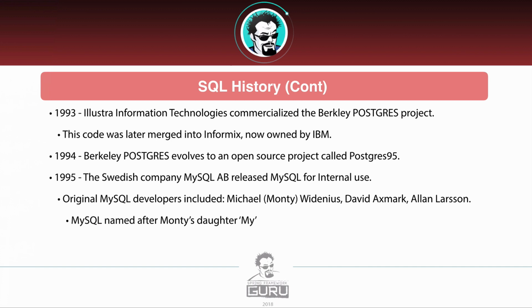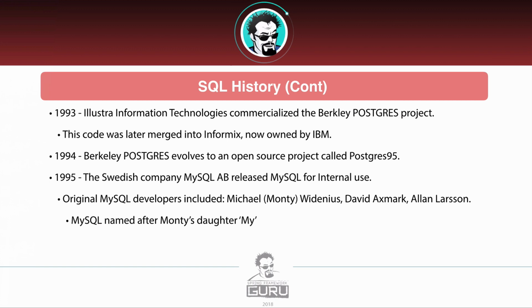Then in 1993, Illustra Information Technologies commercialized the Berkeley Postgres project. So they took the body of work that was being done under DARPA, and they commercialized it, meaning that they created a commercial product out of it and an offering, kind of a fork of the code. And that code was now merged into Informix. And Informix is a very popular database, but to my knowledge, they are closed source and commercial, so you need a license to work with it. And kind of a niche.